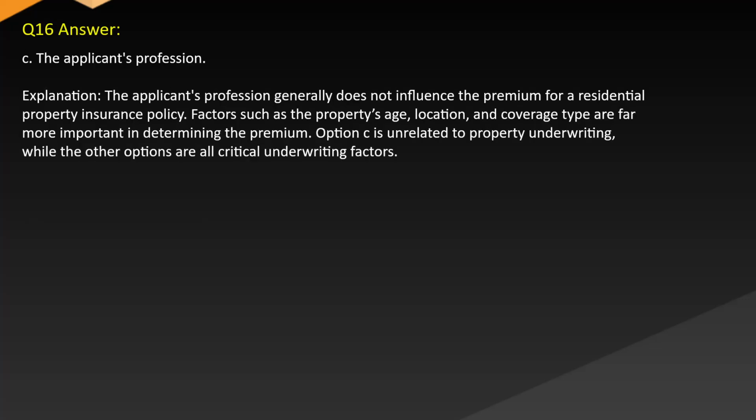Answer. C. The applicant's profession. Explanation. The applicant's profession generally does not influence the premium for a residential property insurance policy. Factors such as the property's age, location, and coverage type are far more important in determining the premium. Option C is unrelated to property underwriting, while the other options are all critical underwriting factors.